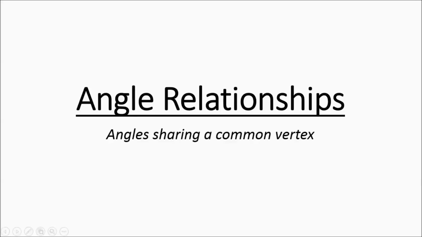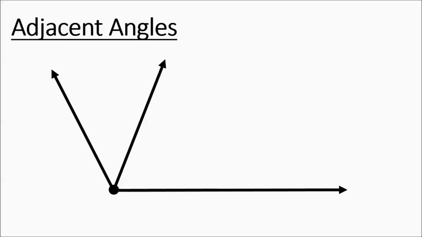Alright, this video covers angle relationships where all the angles share a common vertex. So first we're going to talk about adjacent angles. Adjacent angles do not overlap. You're going to have one angle directly next to each other. Notice how the blue angle's next to the red angle.